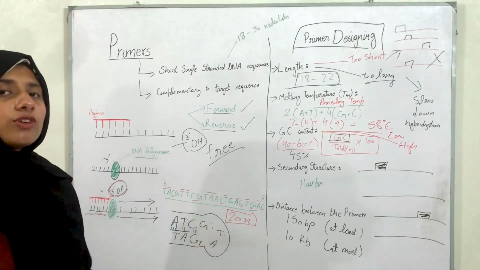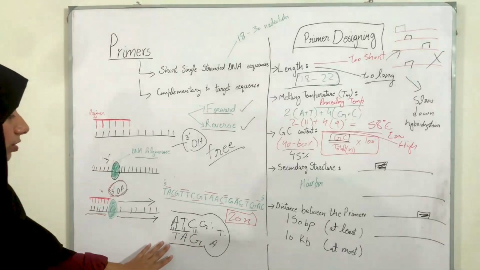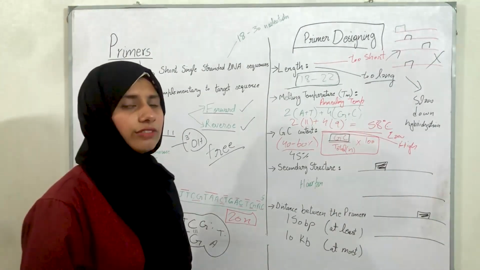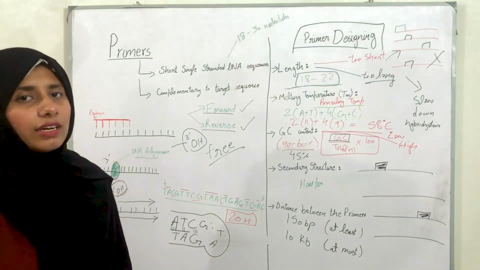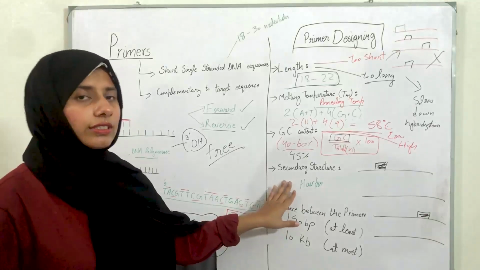If your primers have complementary sequences, there is a chance that they bind by themselves and make hairpin or secondary structures which will hinder your PCR. So you must avoid the secondary structures.